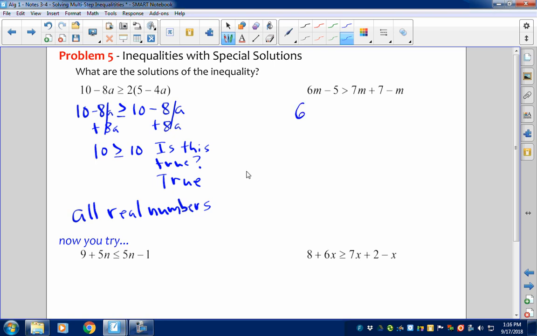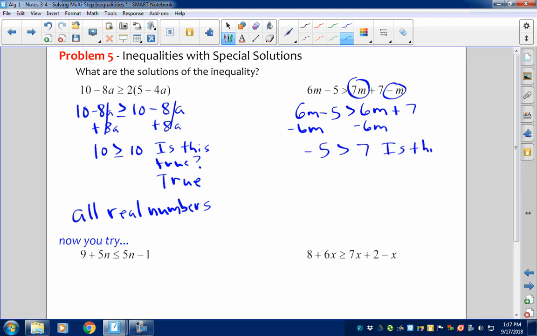Let me show you what the no solution case looks like. So don't just write down no solution. You have to see what's going on here. 7m minus m is 6m plus 7. So I combined these two terms in that first step. Subtract 6m from each side. So I have negative 5 is greater than 7. So is this true? Is negative 5 bigger than 7?